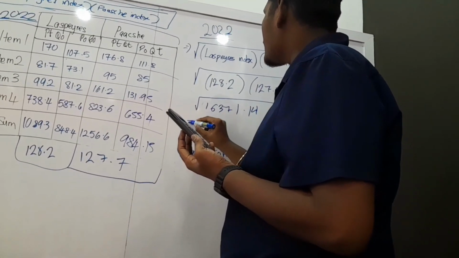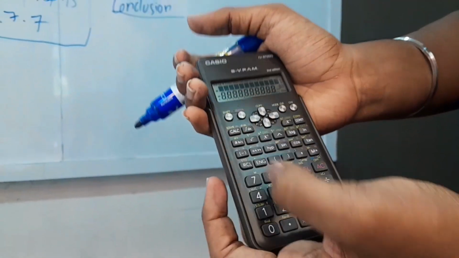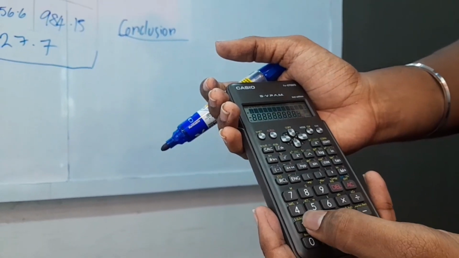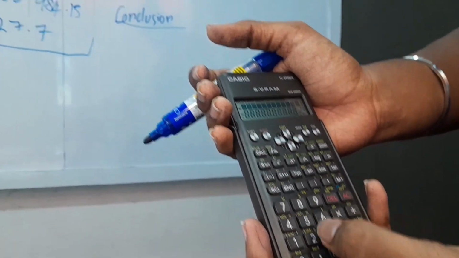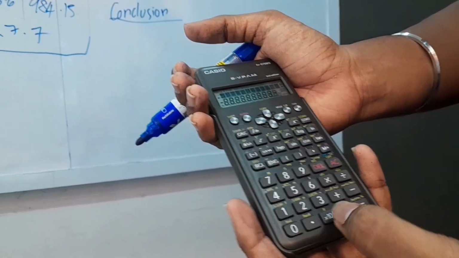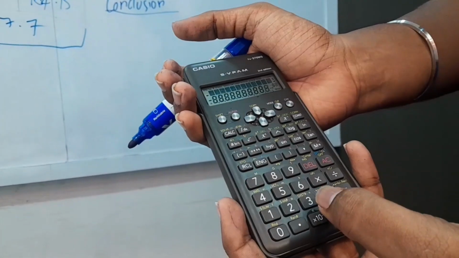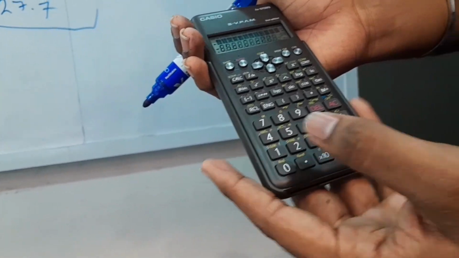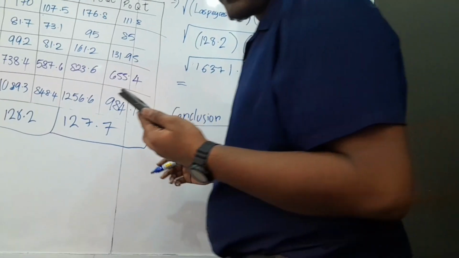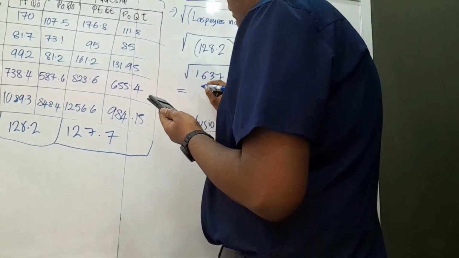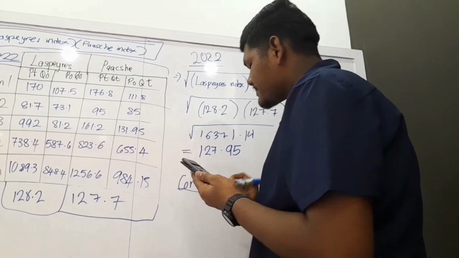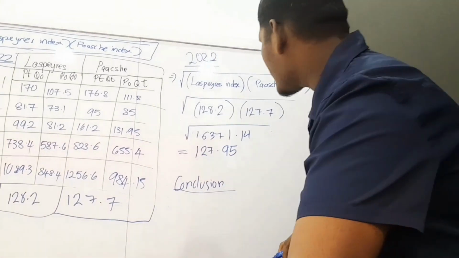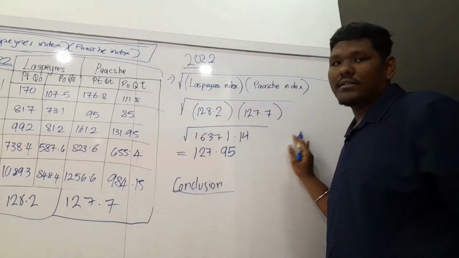We wrote the answer: 16371.14. Now we wrote the answer that we get. Okay, root 16371.14. Alright, there we go, we got our answer: 127.95. Okay, now we got the answer for 2022.